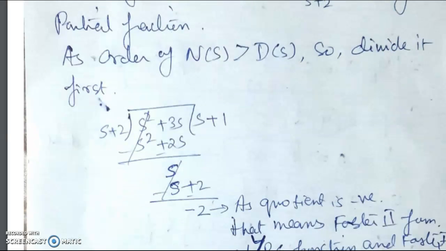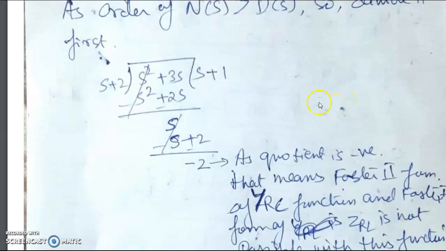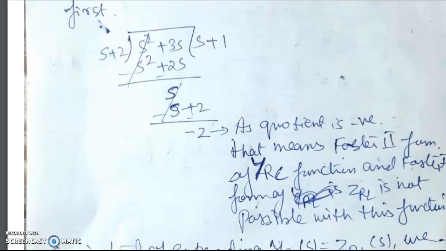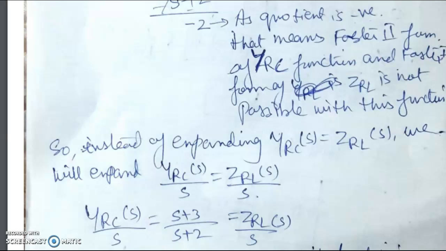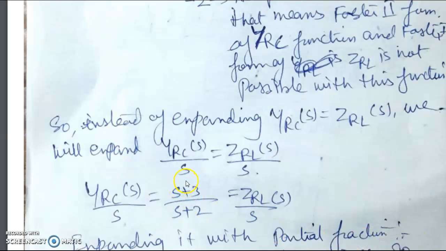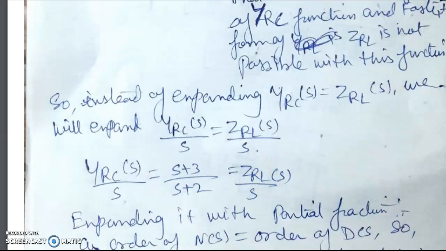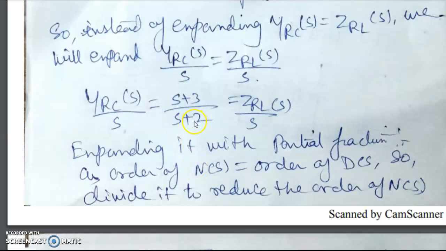So when we expand it, to reduce the order we have to divide the numerator by the denominator. When we divide the numerator by the denominator, we will see that the remainder is negative. That means this function cannot be realized in Foster 2 form. So we start realizing Y_RC upon S, which is equal to Z_RL upon S. When we divide it by S, the function will be S plus 3 upon S plus 2.